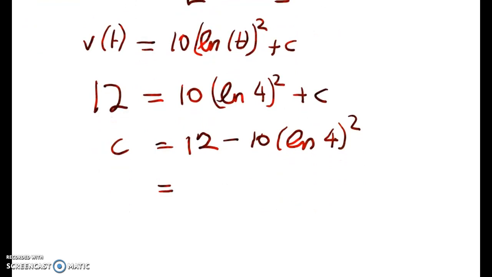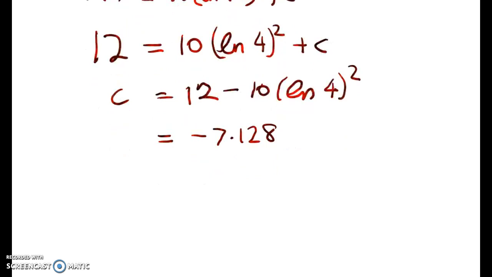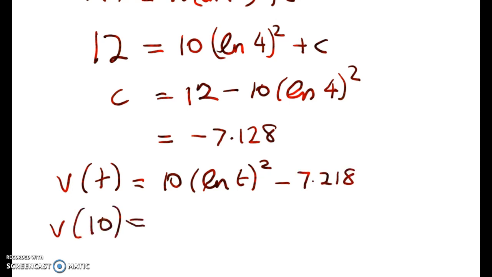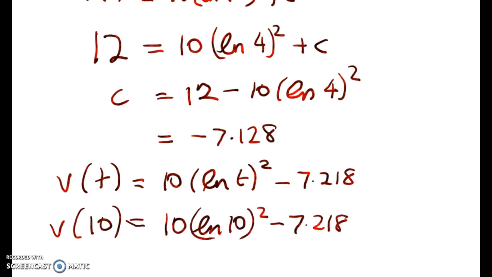As a decimal, that gives me negative 7.128. And the velocity function is now finished, so it's 10 times the log of t squared minus 7.128. And the very last thing to do is to put t equals 10 in there and work it out. Let's see what we get. That gives us 45.8, and we need to have units, so it's meters per second.